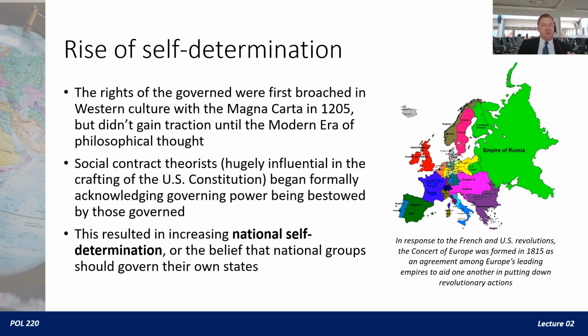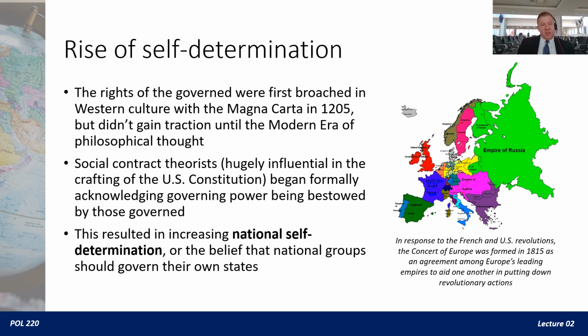If you've taken my American government class, we've talked a little bit about this because this includes the period of the social contract theorists. They were hugely influential in the development of the U.S. Constitution. So if you take my American government class, we'll talk about that. This led to the formal acknowledgement of governing power being bestowed by those governed. In an effort to get away from the monarchy-style system that had ruled Western cultures in Europe in particular for so long, the social contract theorists are arguing that a ruler is placed in power through the consent of the governed.